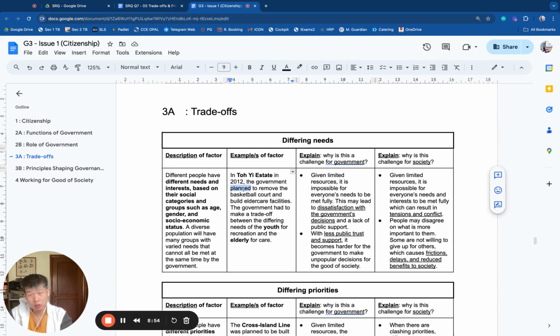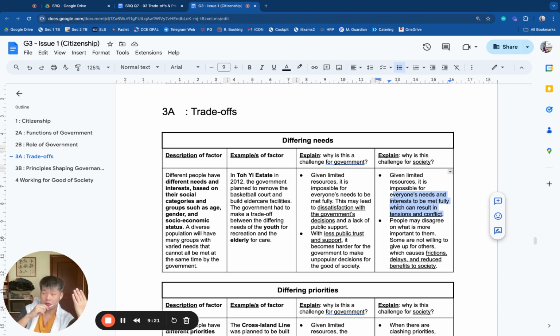And in the end, in the Toei estate case, they decided in favor of the elderly, which means that who is disgruntled? It's the youth. The youth are angry and disgruntled. They are frustrated. They feel that they have been shortchanged. And then there may be dissatisfaction in the government's decision, and there's less public trust and support. And so this becomes a challenge for the government, and there can be tensions and conflict.